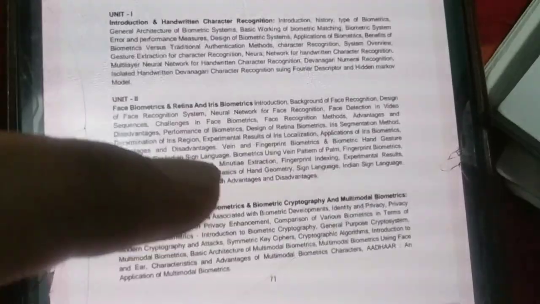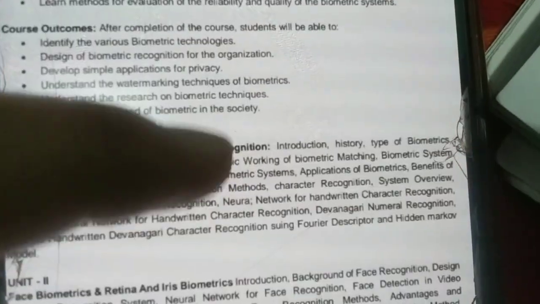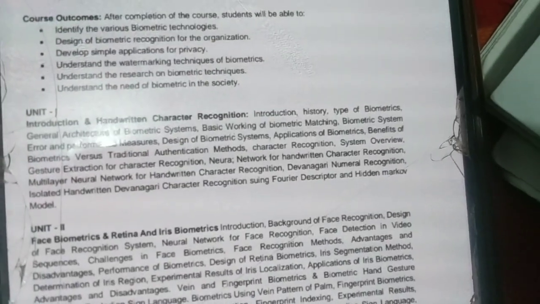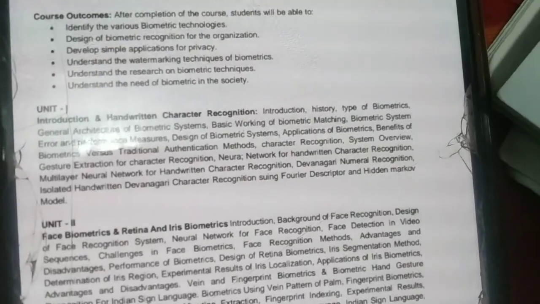As you can see, this is the syllabus of Biometrics JNTUH R-18. As I said, it's very theoretical and very lengthy, but if you get the idea of this subject, definitely you can do it. So let's begin with the first unit, which is Introduction and Handwriting Character Recognition. It's very basic, so let's begin.